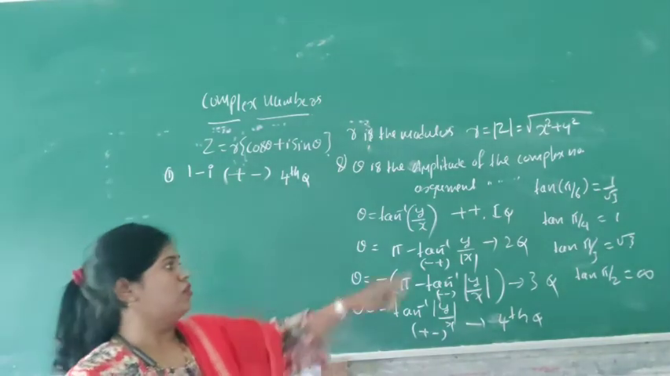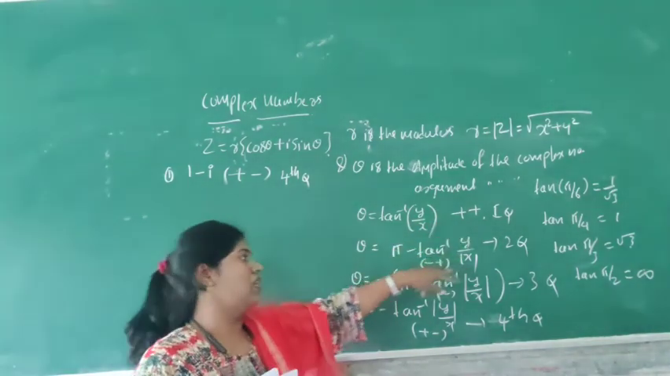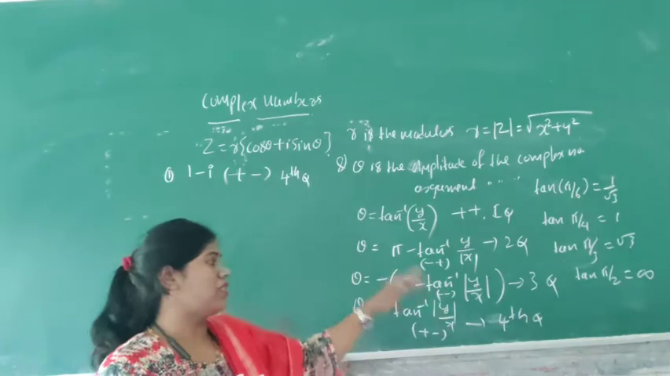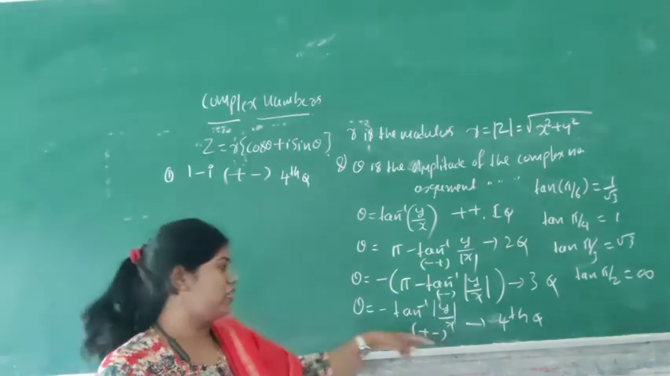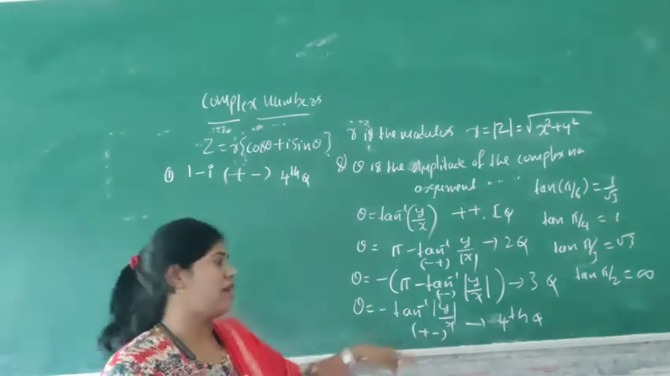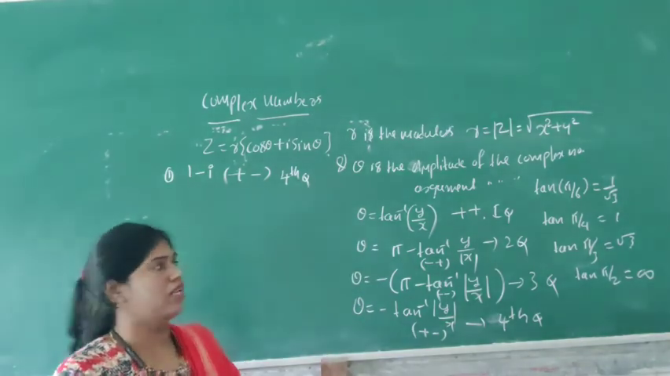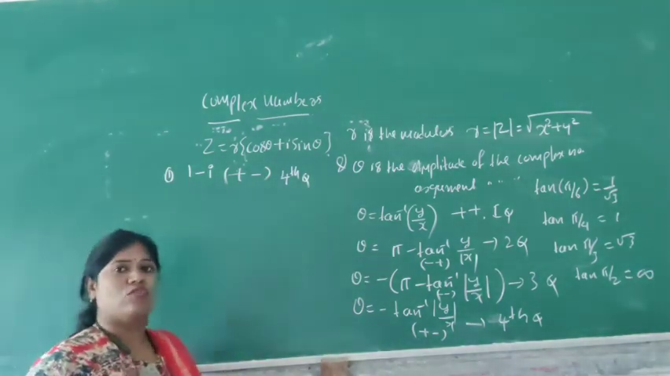Okay. So first quadrant is plus, plus. Second quadrant is minus, plus. Third quadrant is minus, minus. Fourth quadrant is plus, minus. Okay. We should know all these things. So theta lies in the fourth quadrant.